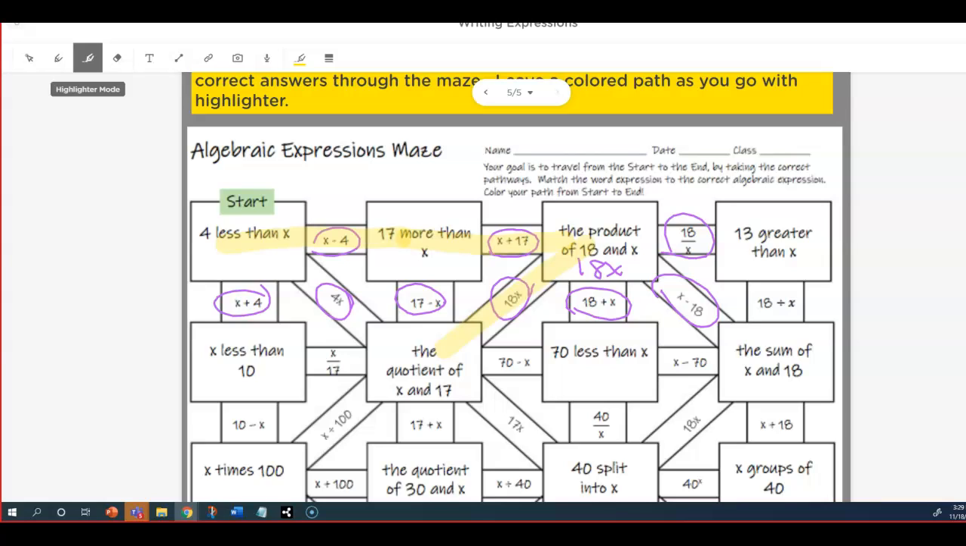Here, Miss Blake, I finished. Can I turn it in? Yeah. Did you put your name? Oh, wait. 4 split into X groups. But 40 divided into X. You have X divided by 40.